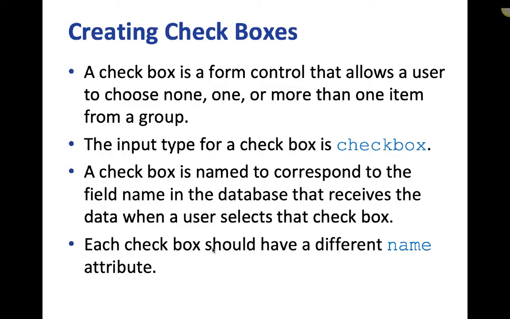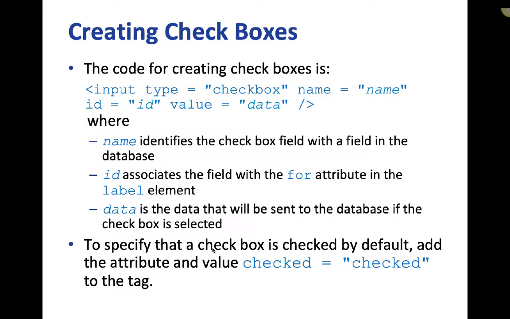Let's look at checkboxes next. Checkboxes allow users to choose none, one, or more of an item from a group. The input type is checkbox. The checkbox has a name that identifies the checkbox with a field in the database. The ID attribute is used for the label, and the value is the data that will be sent to the database if the checkbox is selected. To specify that the checkbox is selected by default, all you need to do is add the attribute checked and the value to set that particular checkbox as checked by default.